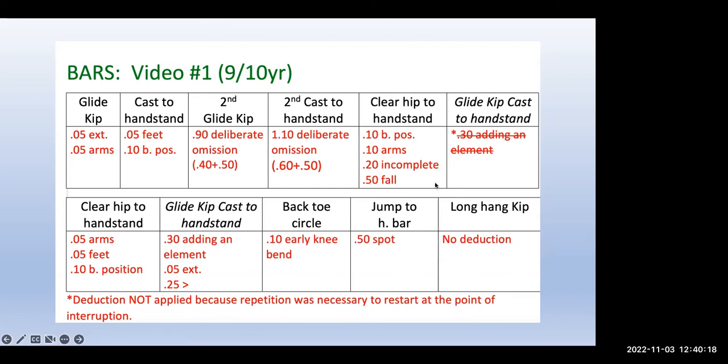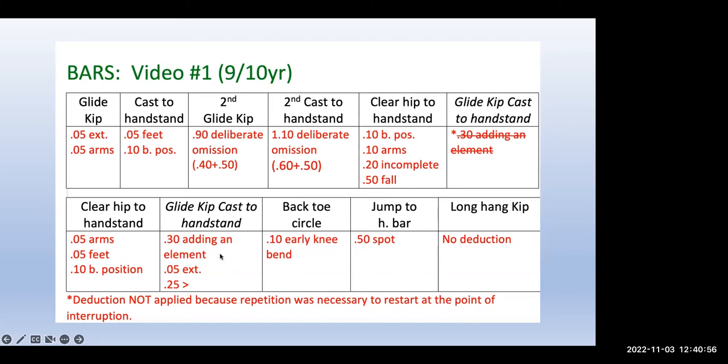And then the clear hip handstand, the first one she did, she fell. We took 2 for incomplete and 5 for the fall, and little arms and body. Then she did a kip cast handstand after that, or kip cast, which because she fell, we're not deducting for that. And we're going to let her get back to the point of interruption. So the clear hip handstand after that just had body position and little arms. Then she went glide kip, cast handstand, and now she added an element because she should go right to the toe circle from the clear hip handstand.